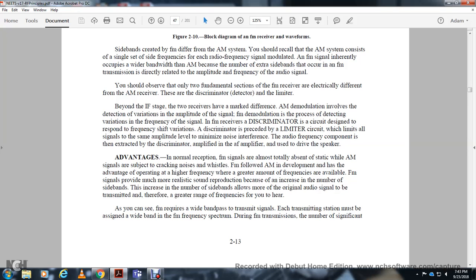Demodulation is the process of detecting frequency variations of the signal. In the frequency modulator receiver, the discriminator circuit is designed to respond to frequency shift variation. The limiter circuit limits the signal to a set amplitude level, giving minimum noise interference. The audio frequency components are then extracted by the discriminator and amplified in the audio frequency amplifier to drive the speaker.